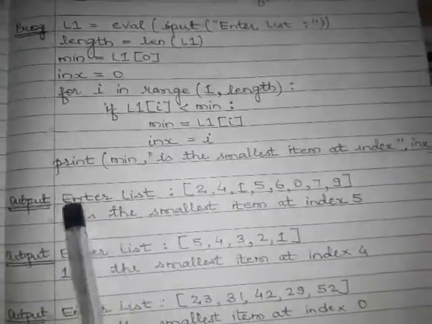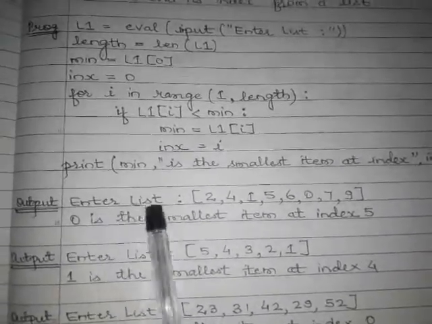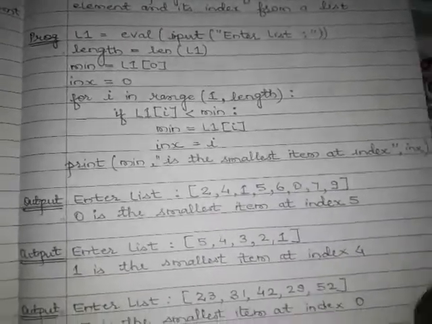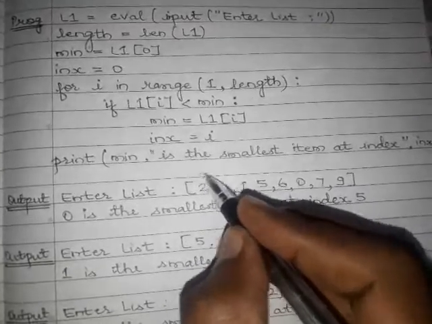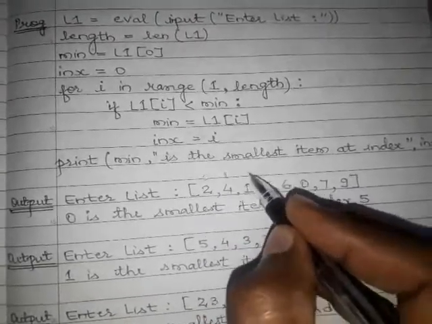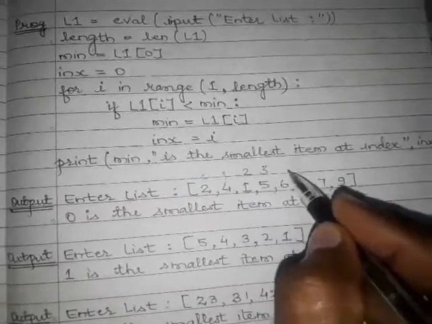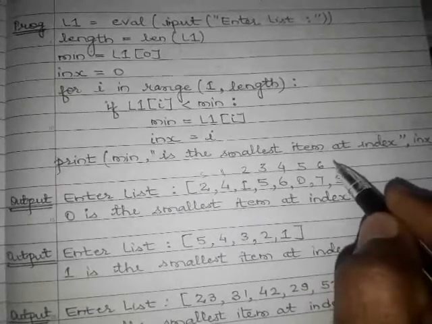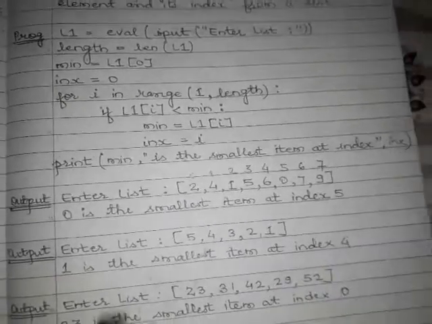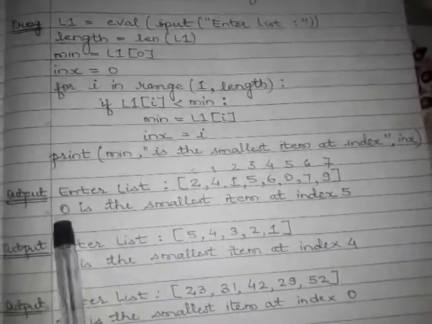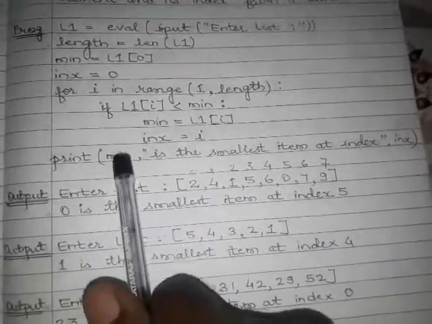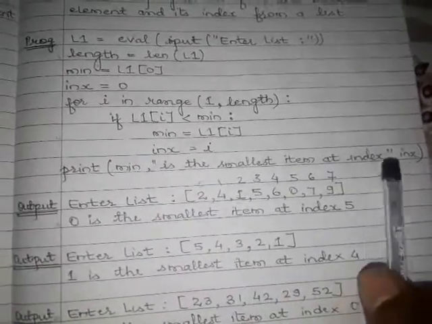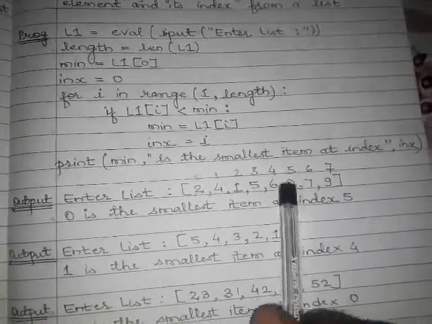So here is the output. If we take the list, enter the list 2 4 1 5 6 0 7 9, here 0 is our smallest element, so the index of the 0 will be, counting 0 1 2 3 4 5 6 7, so 0 is the smallest item. This statement will execute: 0 is the smallest item at index, and the position of 0 is 5. So the position of 0 is 5.